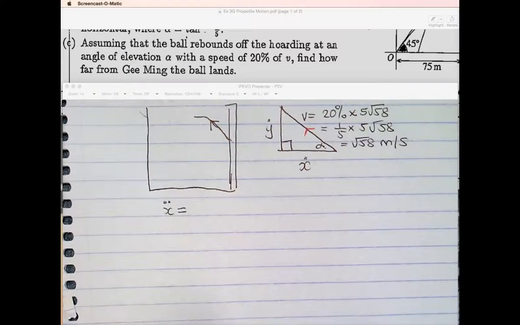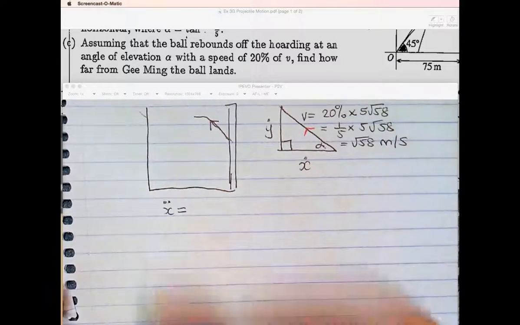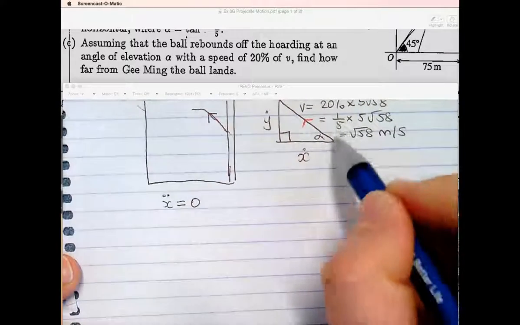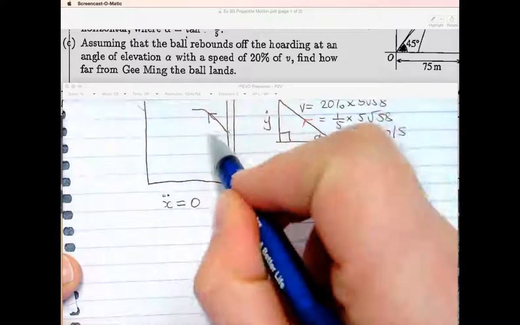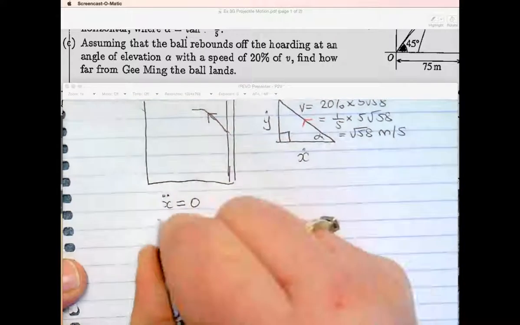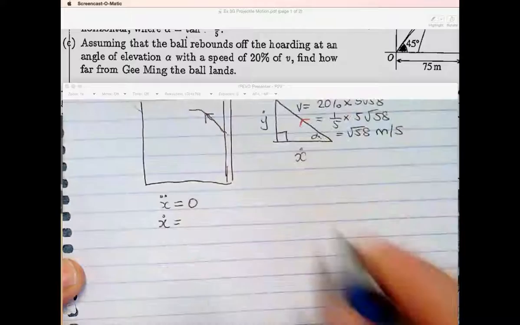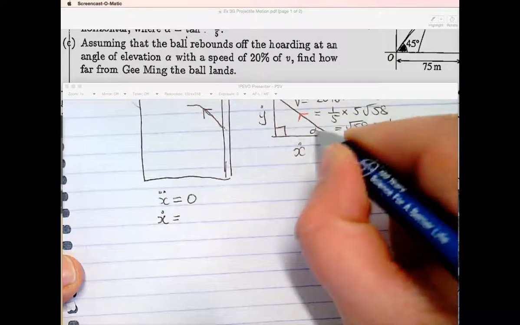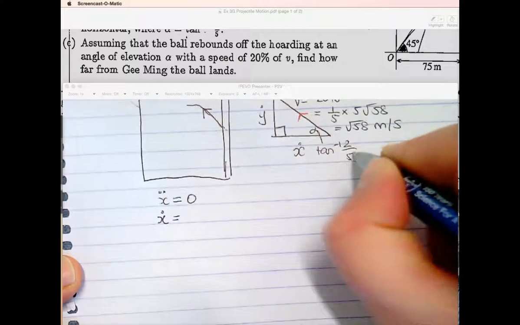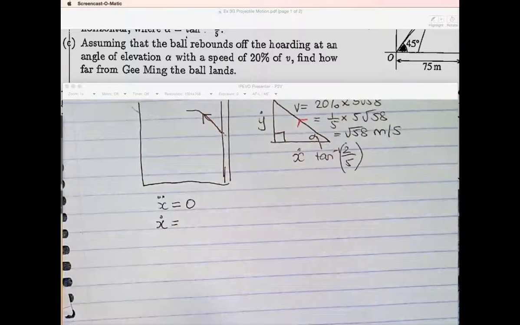New direction of motion, new everything, new six equations. X double dot equals 0. But you know, we're going backwards. So it's the same. All right, so what do we got? X dot equals? Oh no, this is going to be painful. Tan to the minus 1 of 2/5. Really painful.